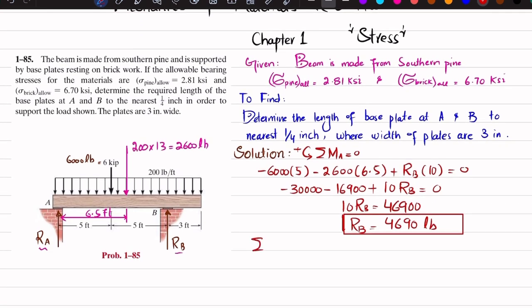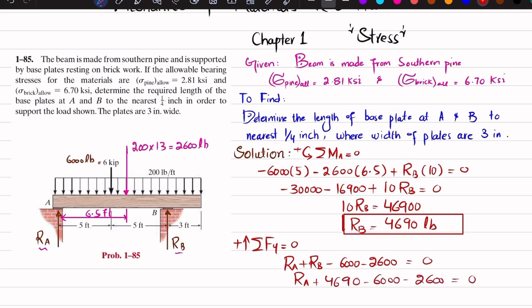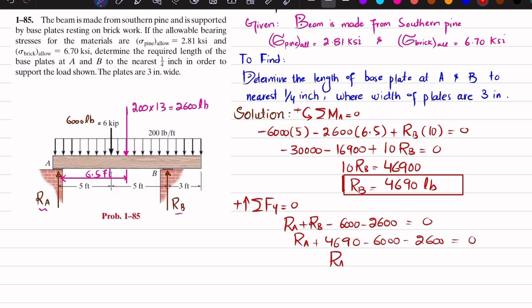Now you can find RA by using the equation of equilibrium, that the sum of all forces along the y direction must be equal to 0, and upward force is taken as positive. So RA is upward, so plus RA plus RB minus this 2,600 and minus 6,000, their sum must be equal to 0. So I can write RA plus RB minus 6,000 minus 2,600 is equal to 0. So RA plus 4690 minus 6,000 minus 2,600 is equal to 0. So when you calculate it, you will get RA equal to 3910 pounds. Now you have both RA and RB.